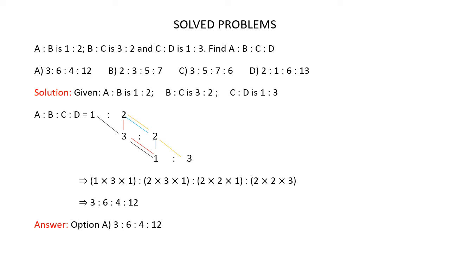Now A is to B is to C is to D is equal to 1 multiplied by 3 multiplied by 1 is to 2 multiplied by 3 multiplied by 1 is to 2 multiplied by 2 multiplied by 1 is to 2 multiplied by 2 multiplied by 3, which is nothing but 3 is to 6 is to 4 is to 12. The correct answer is option A, 3 is to 6 is to 4 is to 12.